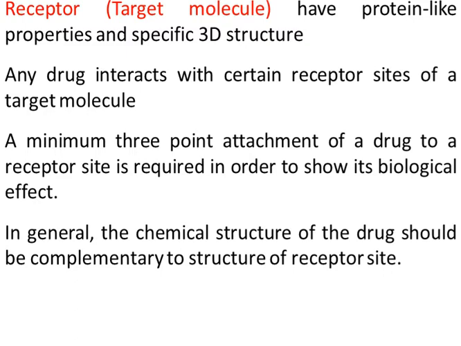We also saw that in order for a drug to show its biological activity, it must have three-point attachment with the receptor. So it must have three-point attachment. If a drug is not able to make a three-point attachment, then it will not be able to show its biological effect. However, if a drug has more than three points of attachment, it will show stronger interaction with the receptor and it will show some stronger biological activity as well.